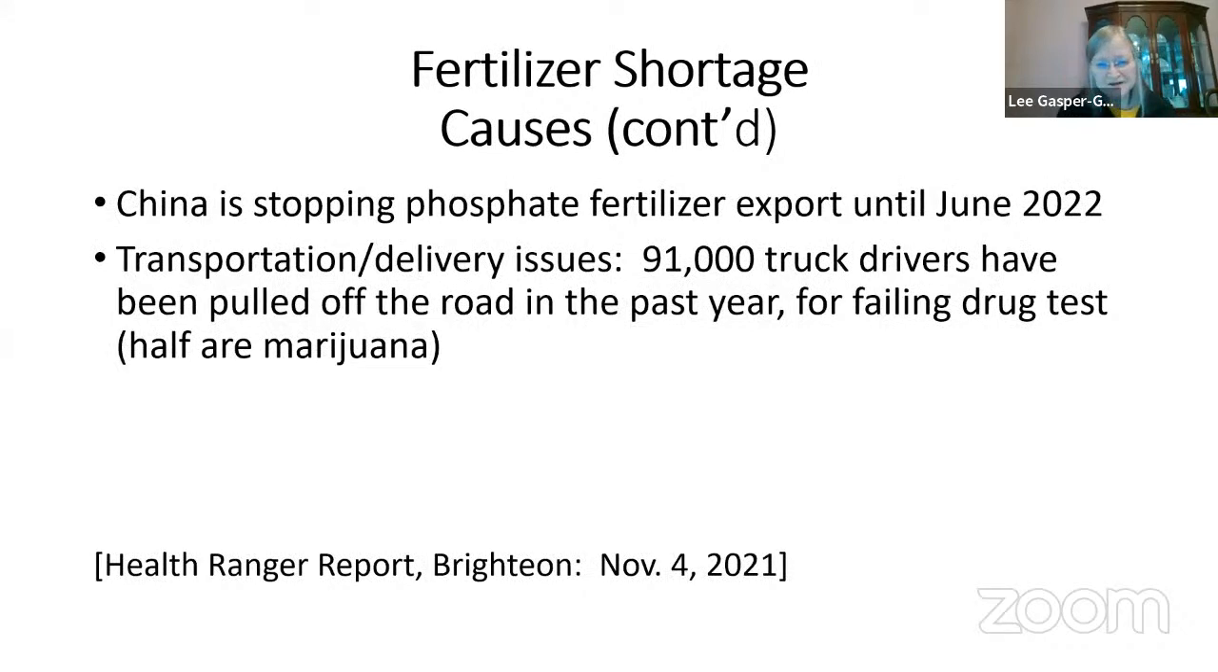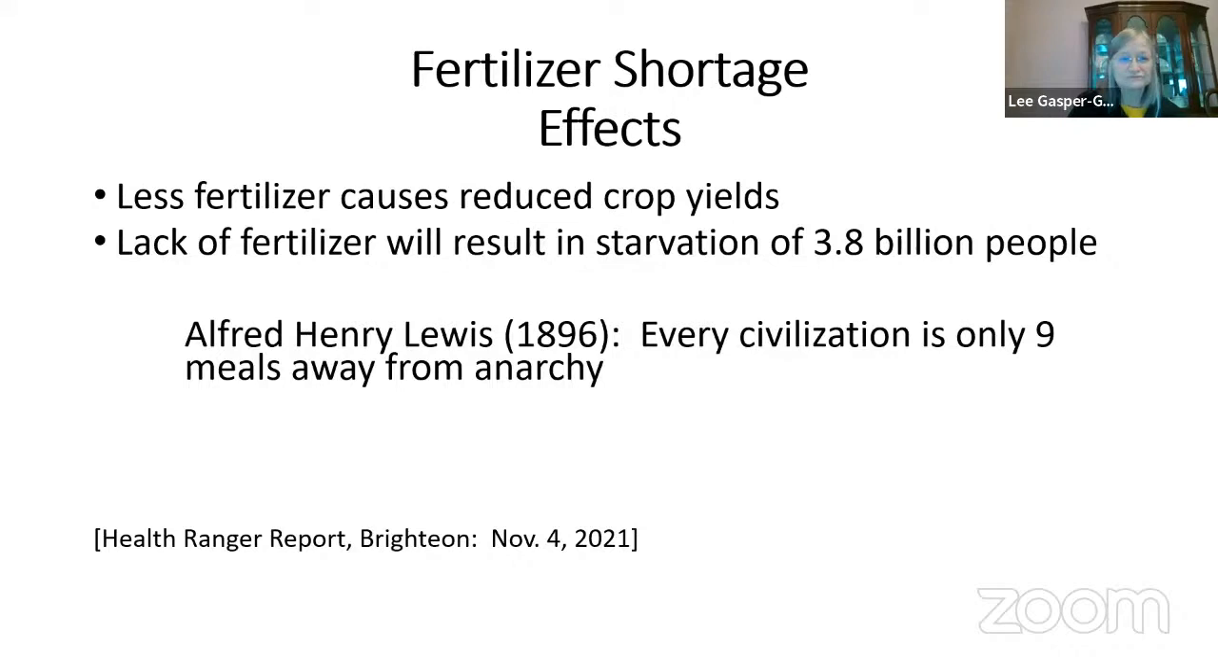China is stopping phosphate fertilizer export until June of this year. And we also have, and this probably you haven't heard about this on the mainstream media either, that transportation and delivery issues have come up, such as 91,000 truck drivers have been pulled off the road in the past year for failing drug tests. And half of those were tests for marijuana use.